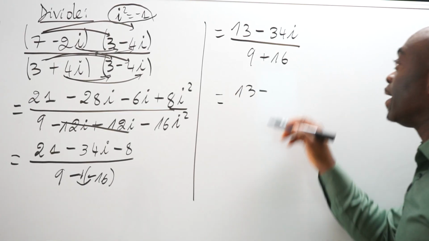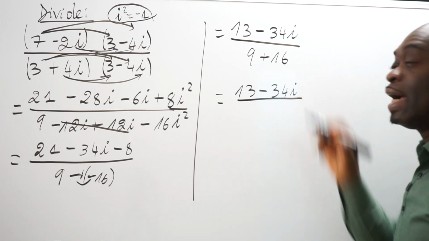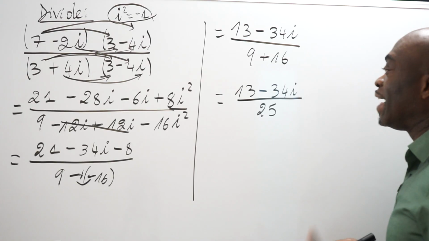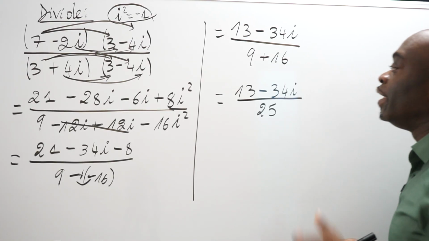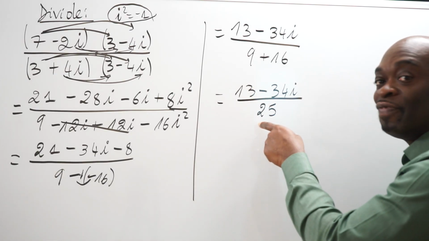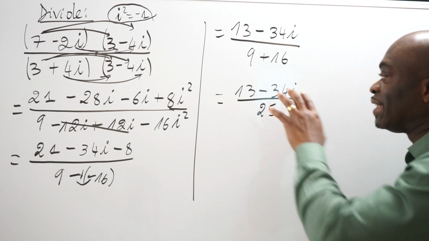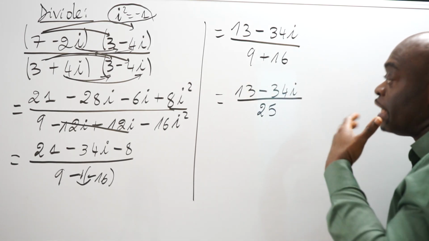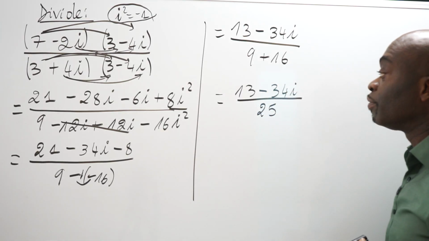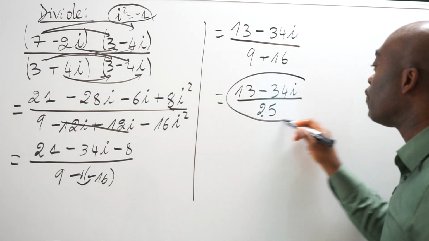All right? So you end up with 13 minus 34i over 9 plus 16, which is going to give us 25. Okay? So is there anything else that we can simplify? No, because these two are going together. So you would not say, let me take 13 over 25 and simplify that. If you can, yes, why not? But in this case, you can just keep it like that. If this were 25, for example, then you can think about it. Otherwise, for now, just keep it. These two go together. And this is your final answer.